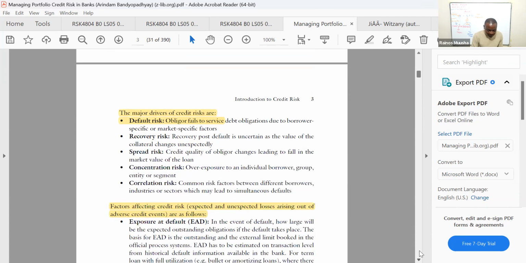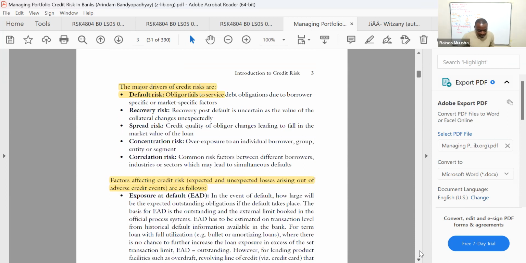Now, when you look at the major drivers of credit risk, the first one being default risk. And here they say, this is where the obligor fails to service debt obligations due to borrower specific or market specific factors. And the second major driver in this case is recovery risk. Here they say recovery post default is uncertain as the value of the collateral changes unexpectedly.